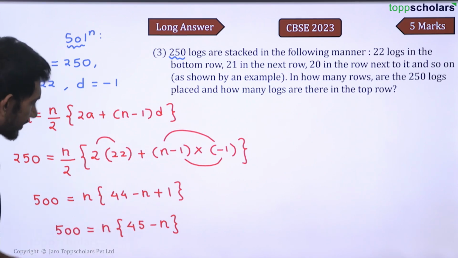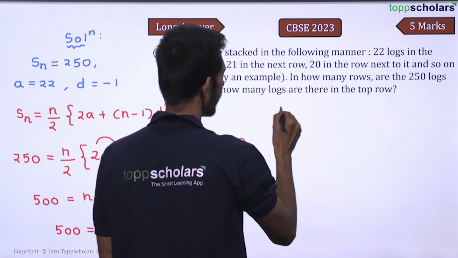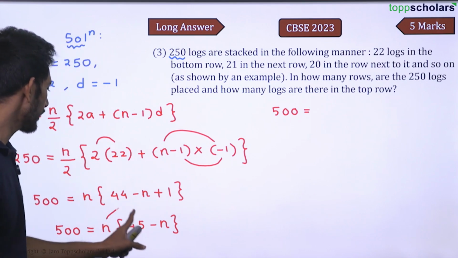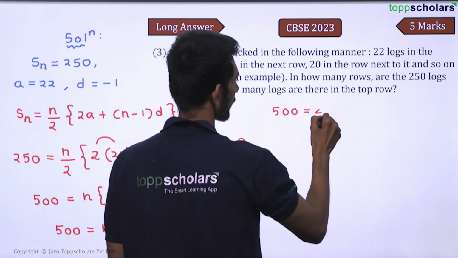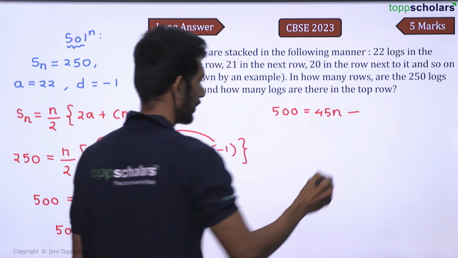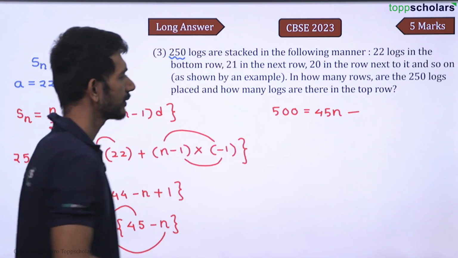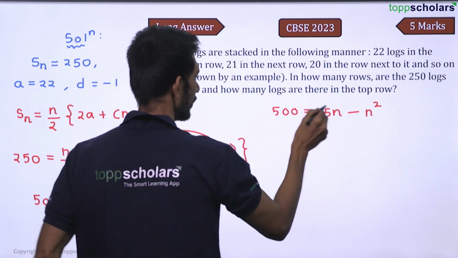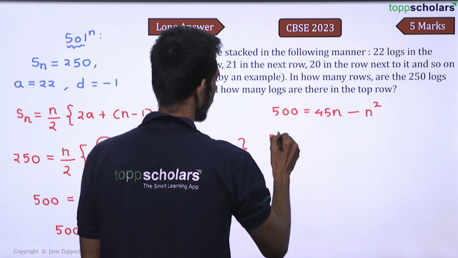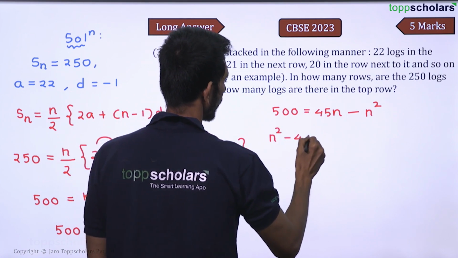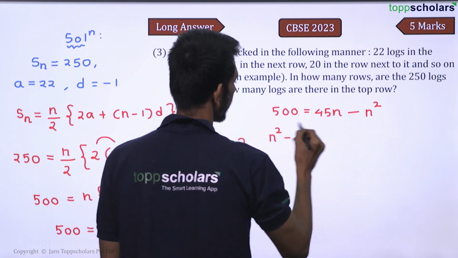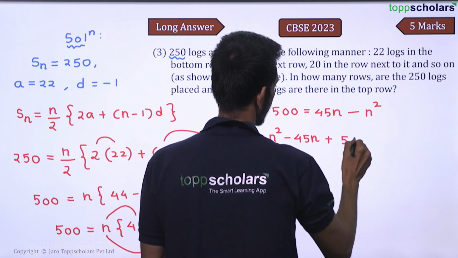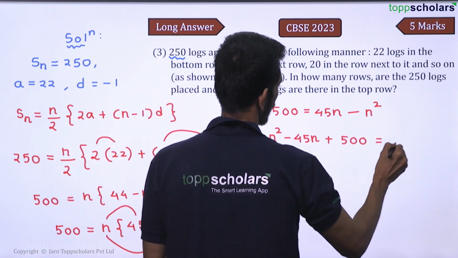Now let's multiply n inside. So can I say 500 is equal to n into 45 is 45n minus n into n is n square. Let us shift the terms to the other side. So here I get n square minus 45n plus 500 is equal to 0.